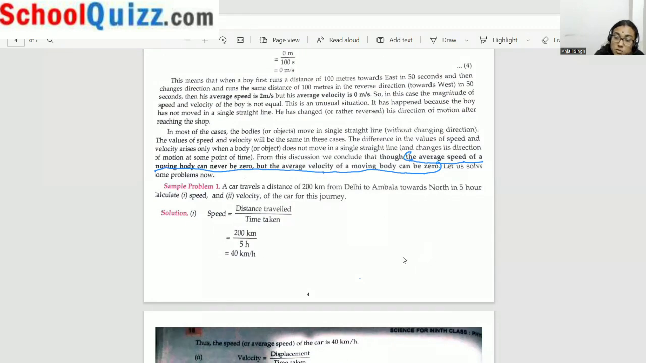Because conceptually, they can be the same. When is it the same? When the body is moving in a straight line. And it will be different when the body is moving in another direction also. At that time they act differently. Clear?